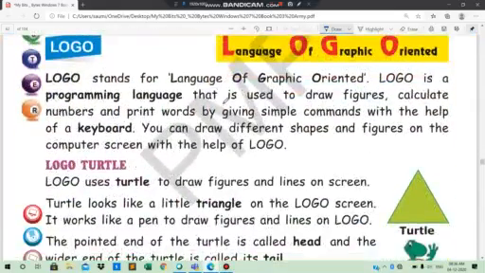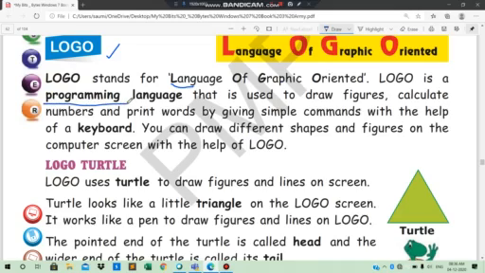Now, here Logo. So Logo stands for language of graphic oriented. What is Logo? Logo stands for language of graphic oriented. ठीक है? Logo is a programming language. Which type of language? Logo is a programming language. Now what is a programming language?